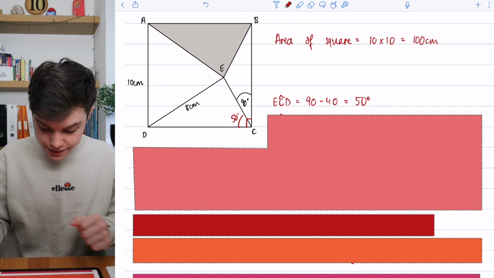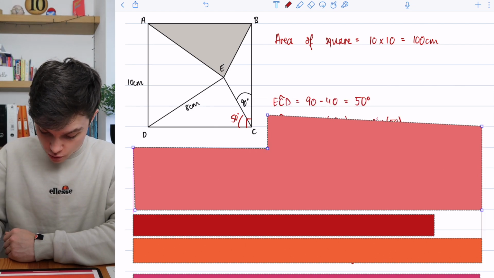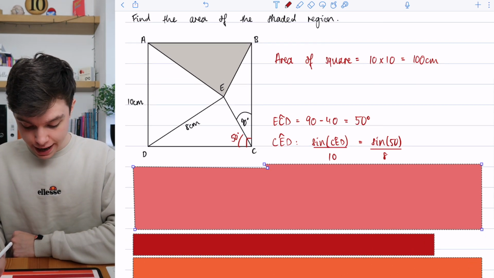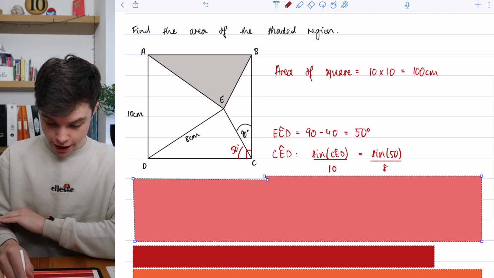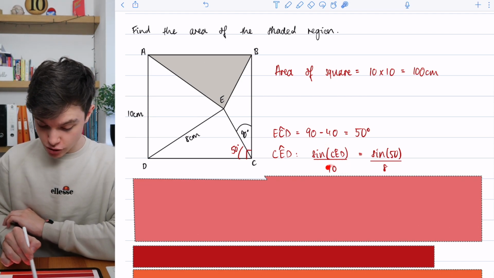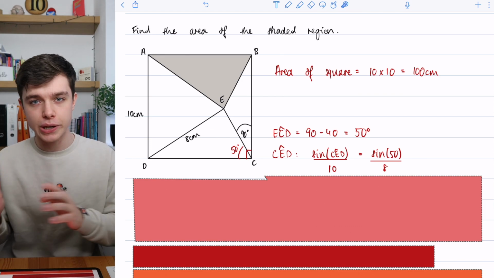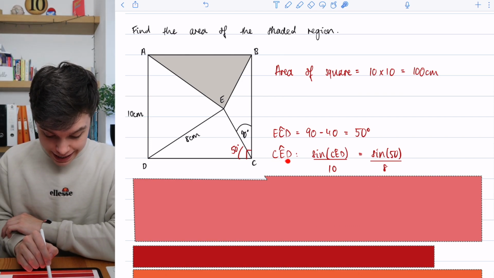Okay, now this next bit is quite a big section, and what I'm going to do is just drag this down, and hopefully you recognise that here I am using the sine rule, because we've got a ratio of sine divided by something is equal to sine divided by something. Two ratios of sine equal to each other. And I'm actually working out angle CED.